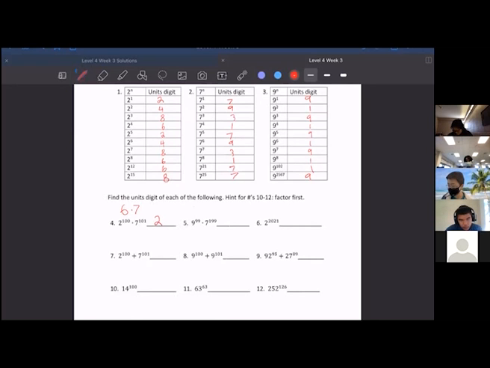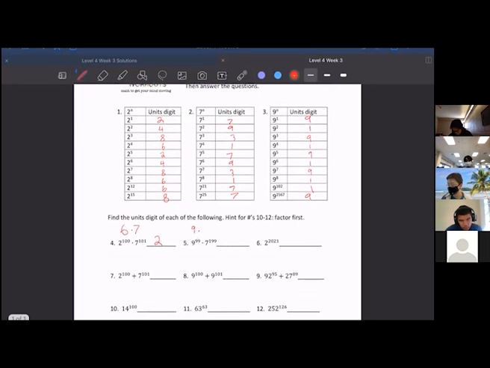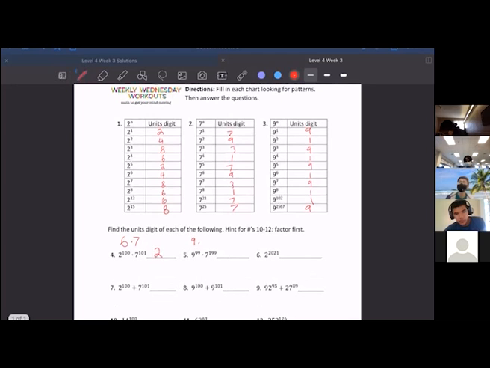Yep, it's going to be 9. So it's 9 times 7 to the 199th. This one's a little harder because with 199, you have to divide by 4 and see what the remainder is. So you can try figuring that out.